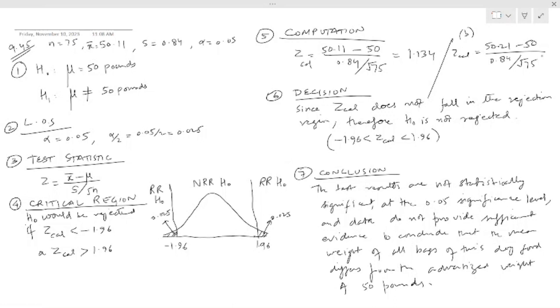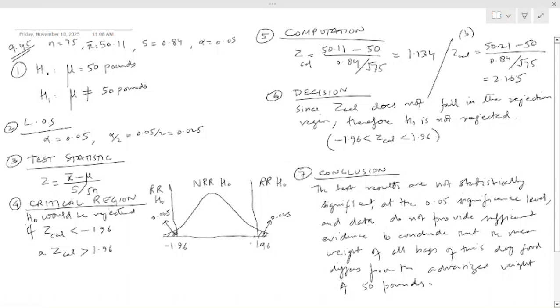Now when we compute it, 50.21 take away 50 gives us 0.21 divided by 0.84, the same value for the standard deviation of the sample that we are given, and the square root of 75, the same sample size, gives us 2.165 as the Z computed. 2.165 is clearly exceeding 1.96, and it is the case of rejection on the right tail area because the value is positive and it is exceeding the right tail critical value in the sketch.